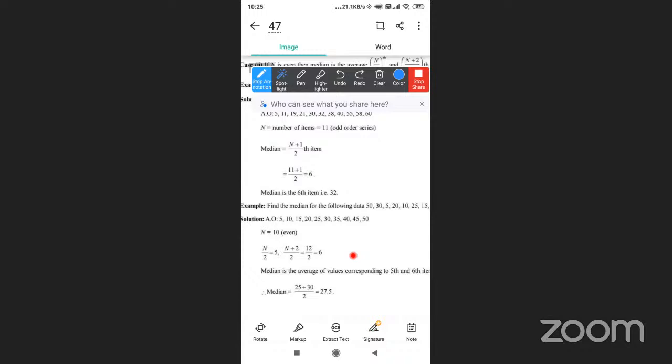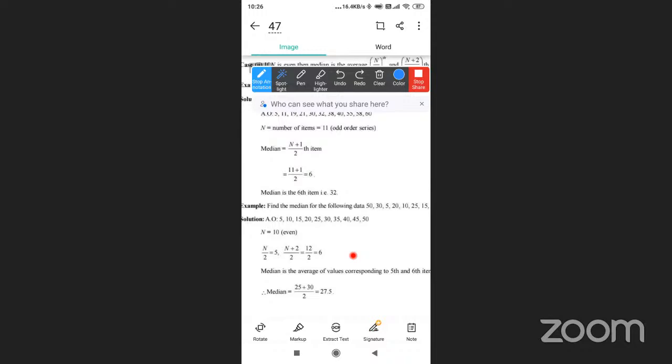Now you can write fifth item plus 0.5 into sixth item minus fifth item. Why? Because of the 0.5. Now in our series, fifth item is 25 plus 0.5 into, in our series, sixth item is 30 minus 25. So 25 plus 0.5 into 5. That is 25 plus 2.5, that is 27.5. Any doubt?